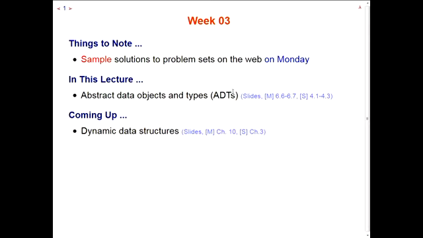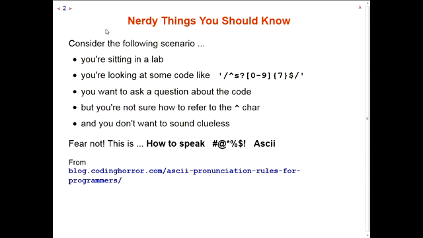So we will be starting with data abstraction today, but at the beginning, as a light introduction to today's lecture, there's one other thing that I wanted to teach you, namely something nerdy that every good computer scientist should know. Now, suppose you're sitting in a lab, or you're sitting together with your study group, and you're looking at some code, which looks like this. You want to ask a question about the code, but you're not sure how to refer to these characters that occur in here.